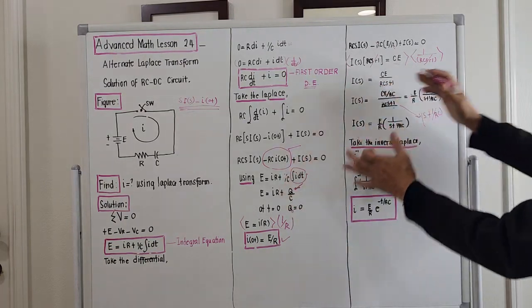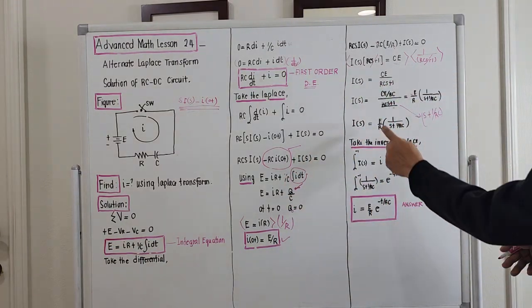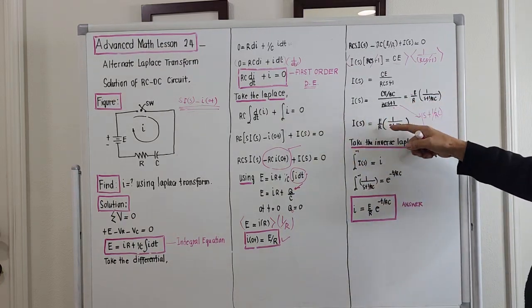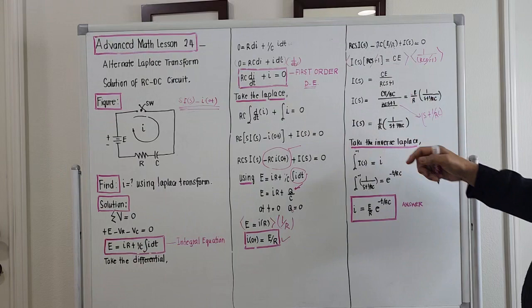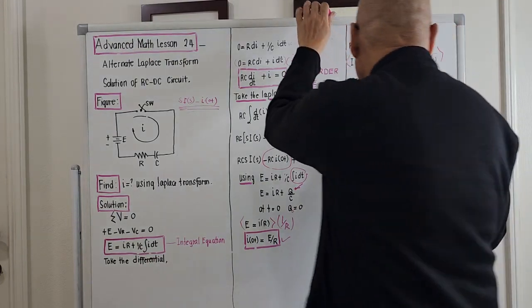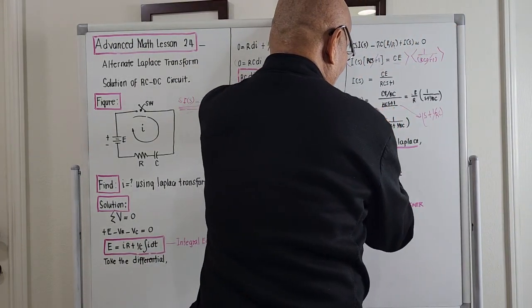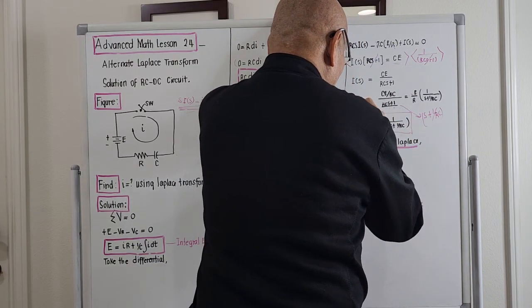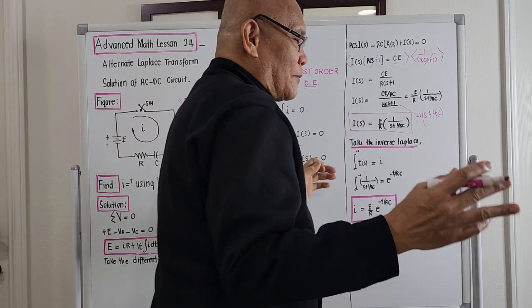So what remains on the right will be the coefficient. It will be E over R times the quantity 1 over S plus 1 over RC, close quantity. And I think this is now the final capital letter I as a function of S, okay, we are looking for.